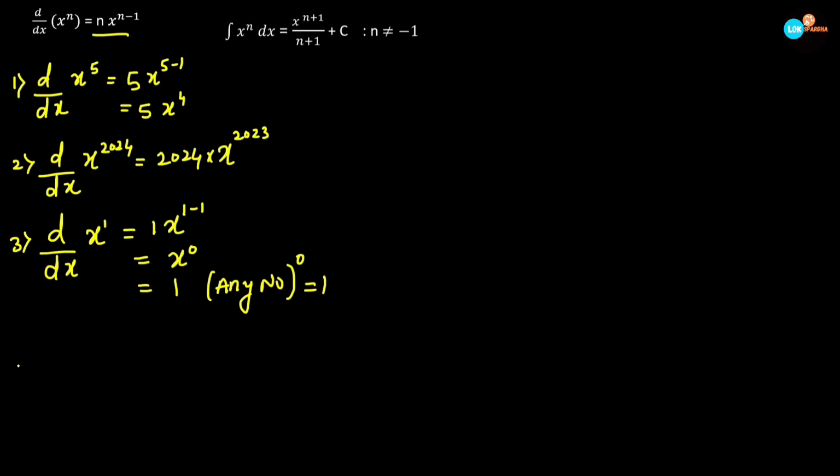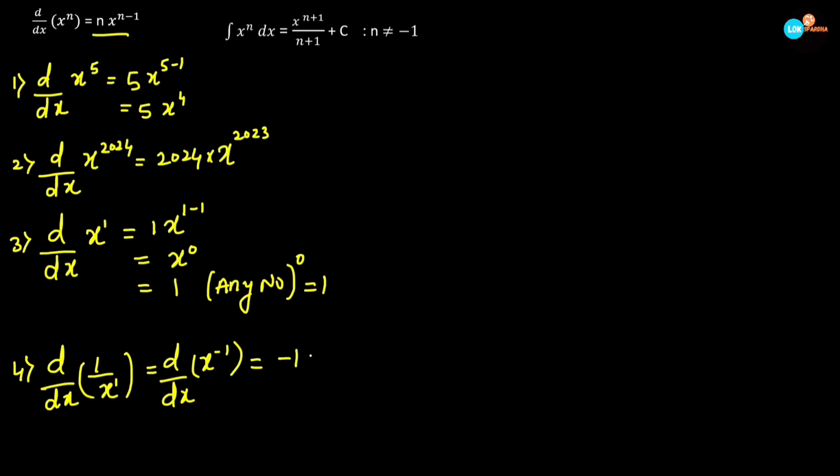And next one, the fourth example. What is the differentiation of 1 divided by x? We can write it as x to the power minus 1, right? So here the n value is minus 1. So we get minus 1 x to the power minus 1 minus 1, so minus 1 x to the power minus 2. That gives you minus 1 divided by x square. This is a general formula: differentiation of 1 by x is minus 1 by x square. This is an identity, we have to remember it.